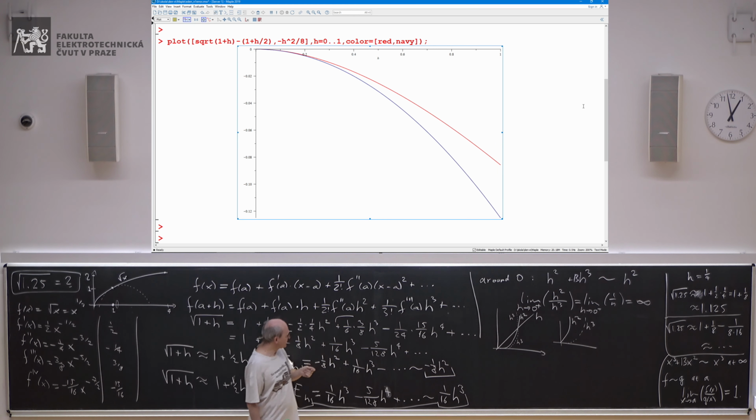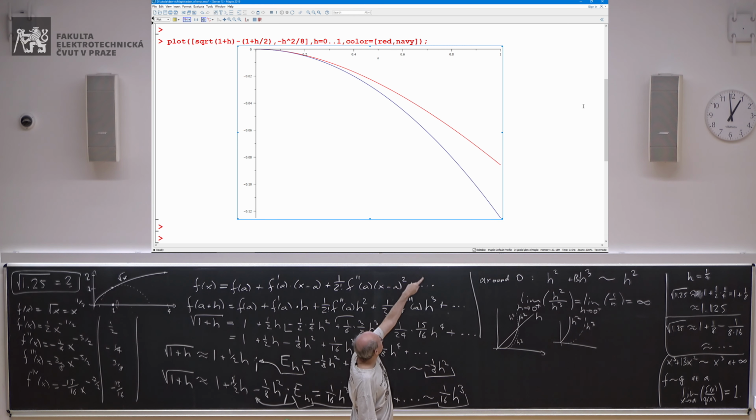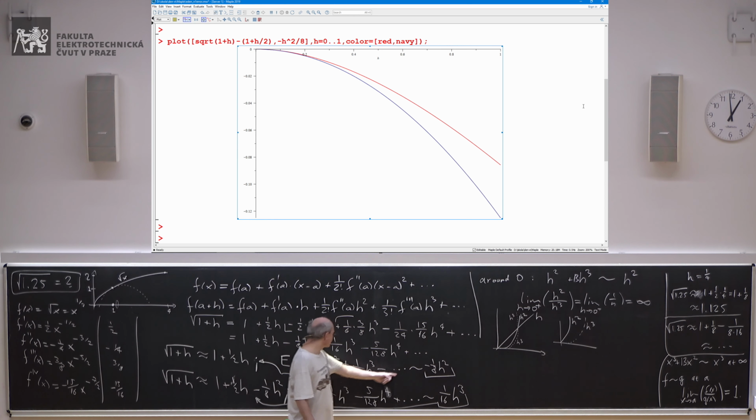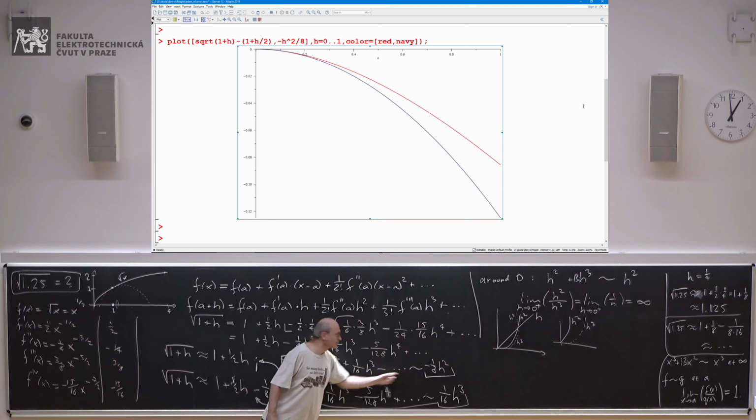But when h is equal to 1, this is not a small number. And this is not a small number, and so on. Well, they are small, but they are not too small. So the difference between the red and the blue curve is exactly the part which I ignored. And it's quite large on the right. But when h is getting small, then the two curves are getting closer and closer together, because for small h's, they really are almost the same.